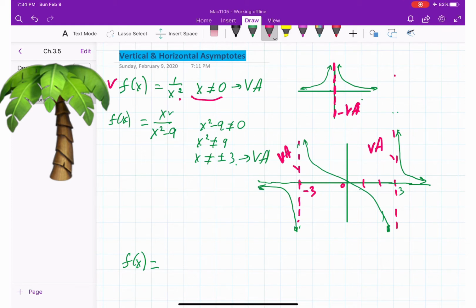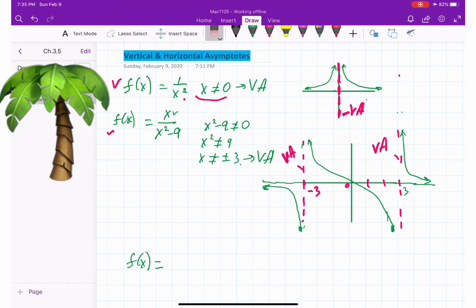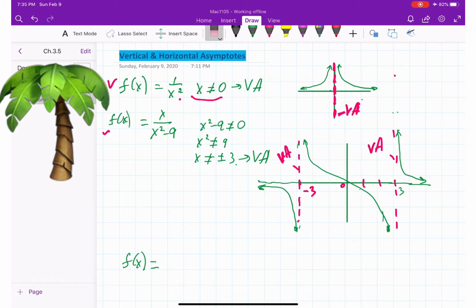So for 1 over x squared, x is equal 0. This vertical line is our vertical asymptote. Let's take another example. F of x is equal x over x squared minus 9. The denominator cannot be equal 0, right? Because we can't divide by 0. So x squared minus 9 cannot be 0, which means x squared cannot be 9, and x cannot be plus or minus 3. In this graph we have two vertical asymptotes, plus 3 and minus 3. This is the first one, and here is the second one.